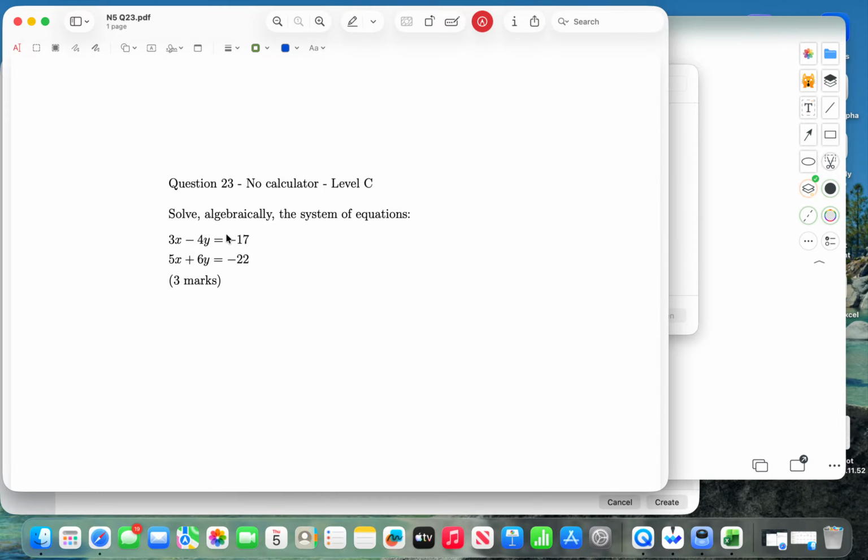The word algebraically is a hint. Essentially, what this means is you cannot do guess and check, so you're not allowed to, for example, substitute random numbers in and check which one sticks. So you cannot simply go, oh, let's put x is 2, put y is 5, test if that works. If it doesn't, change the numbers. Nope, you're not allowed to use guess and check. You have to show the steps.